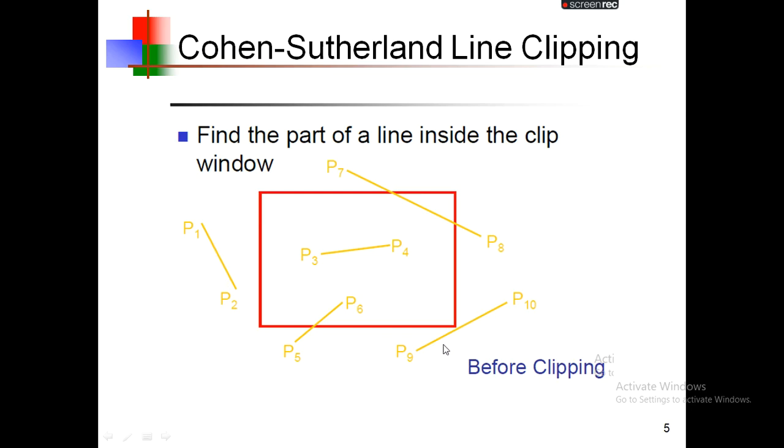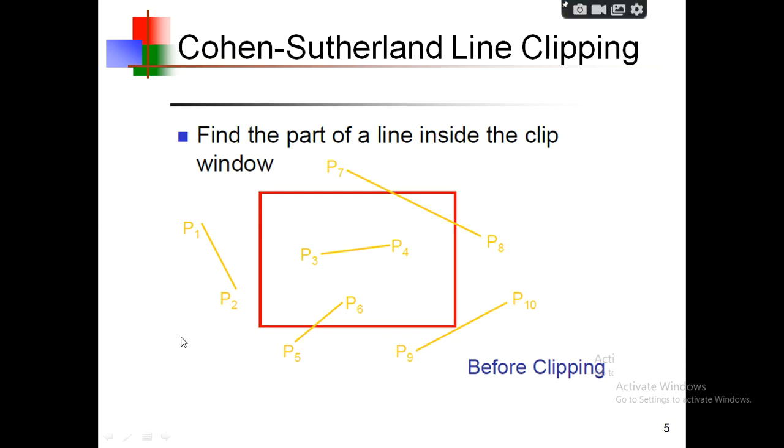And here is one more line, P9 to P10. No need to display this line segment on the screen of the monitor because both endpoints of the line segment lie outside the clipping window. This is the first case. It means we have 4 cases here.